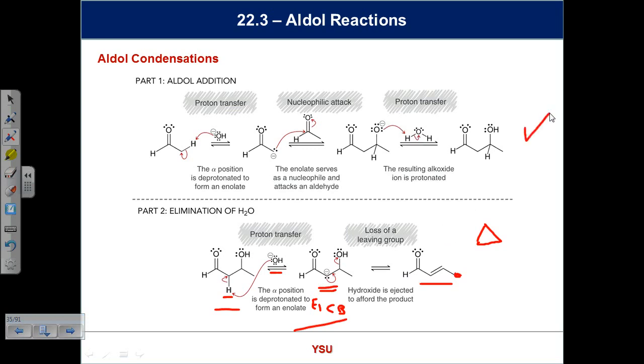You can stop here, low temperature. You can make it go all the way here by heating it up. All of a sudden we have a very powerful method of knitting carbon pieces together to make bigger frameworks.